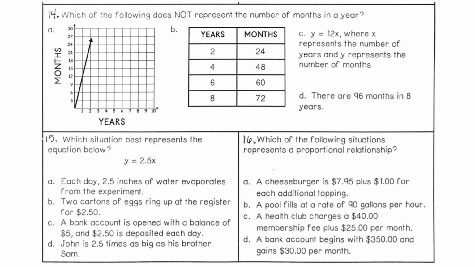16. Which of the following situations represents a proportional relationship? A, a cheeseburger is $7.95 plus $1 for each additional topping. B, a pool fills at a rate of 90 gallons per hour. C, a health club charges a $40 membership fee plus $25 per month. D, a bank account begins with $350 and gains $30 per month.